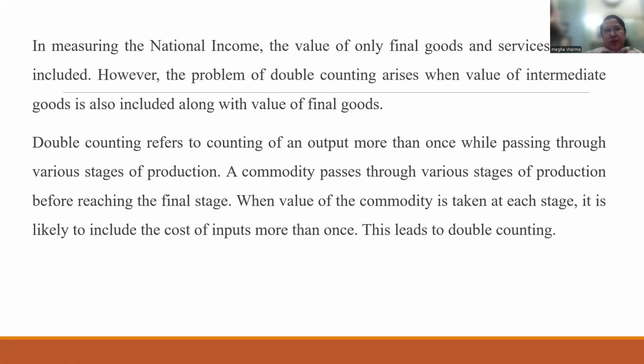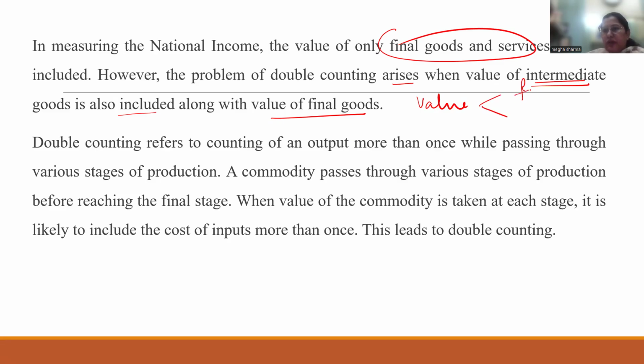So first and foremost thing, we all know that in measuring national income, we calculate only the value of the final goods and services. Fine. And the problem of double counting arises when the value of intermediate goods, that is, which are further used in the production process, are also included along with the value of final goods. So under the value added method, we have two types of goods. First is final goods, which are considered for calculation of national income, and others are intermediate goods, which are still under the production system. So double counting refers to counting of an output more than once, as the name suggests, while passing through the various stages of production.